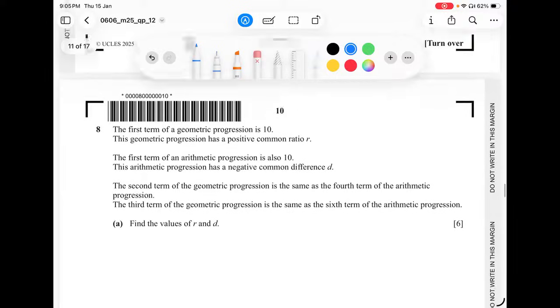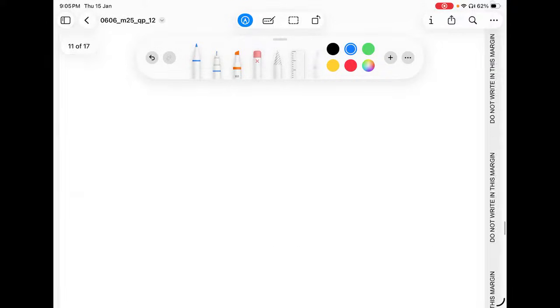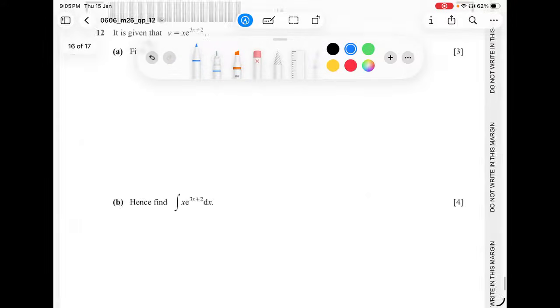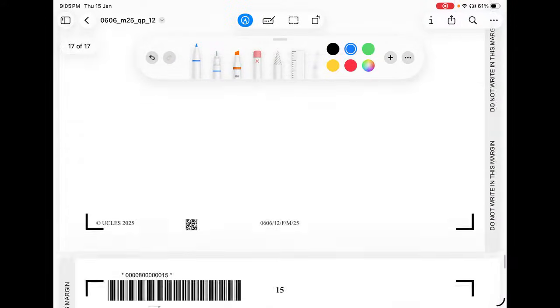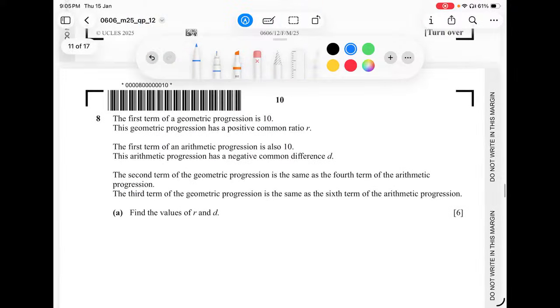Let's move on to the eighth question. So the eighth question, I think there's a lot of questions here. So how many total? Oh my God, there's still 12 questions. Okay, it's fine. We still have time. So let's go with the eighth question.